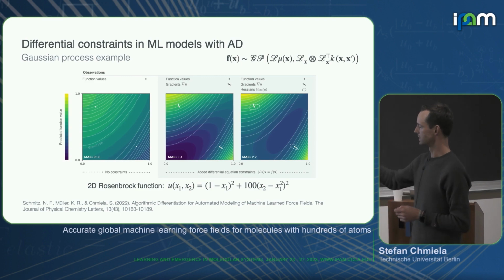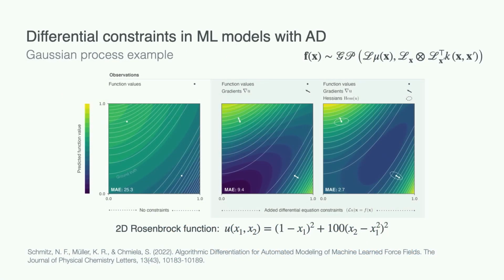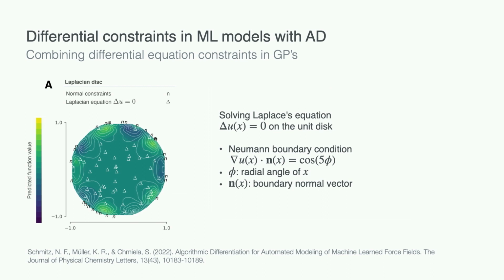And interestingly, with AD, we can impose those constraints without increasing the complexity class of the model. But the error, as you see in the left corner here, reduces by 1 order of magnitude, right? So it's really quite effective to do it this way. And then here's another example.